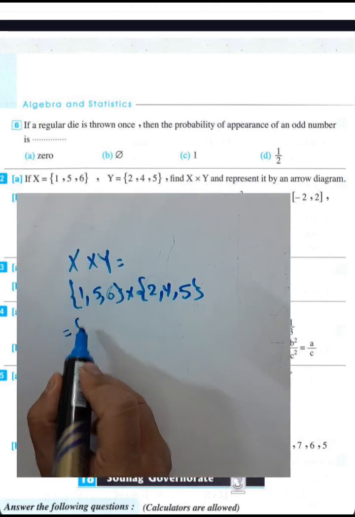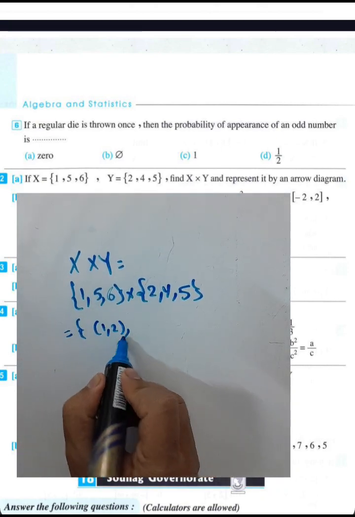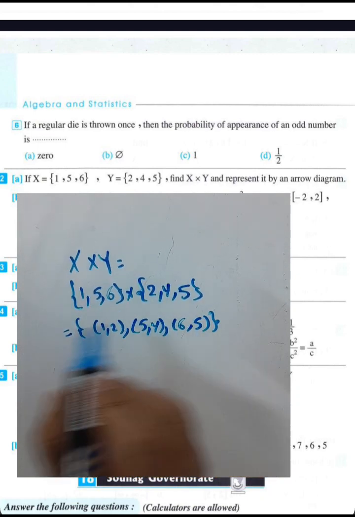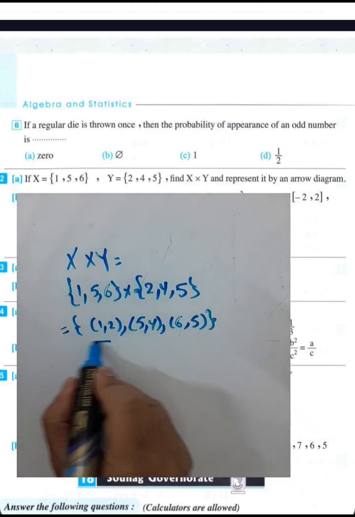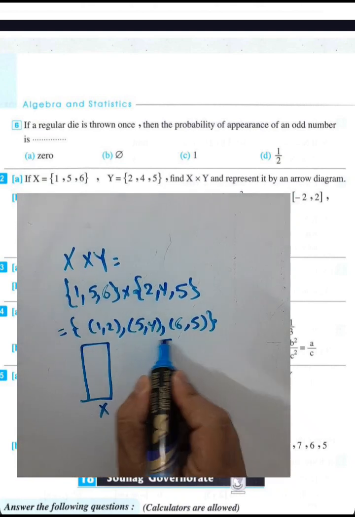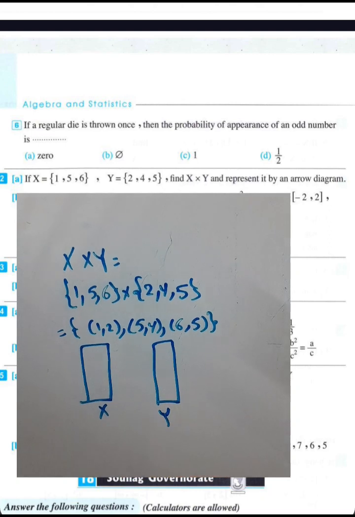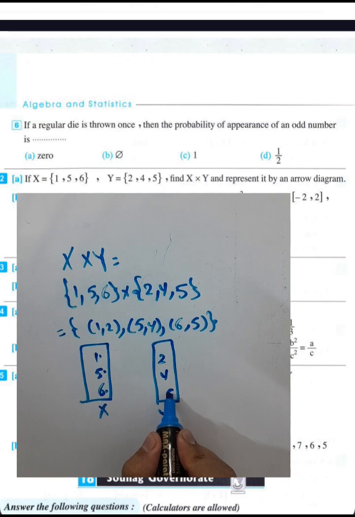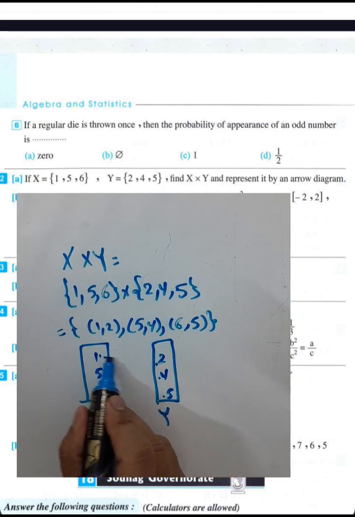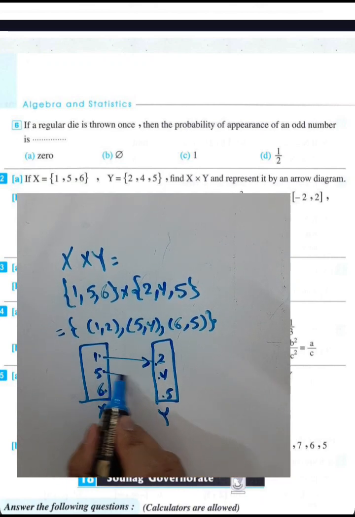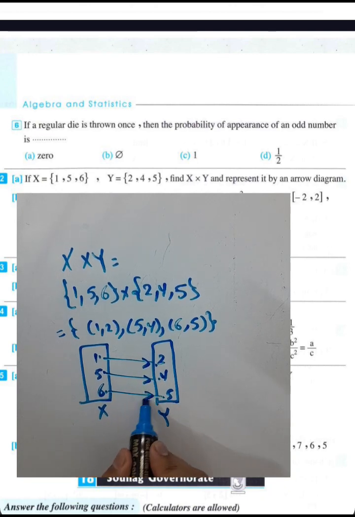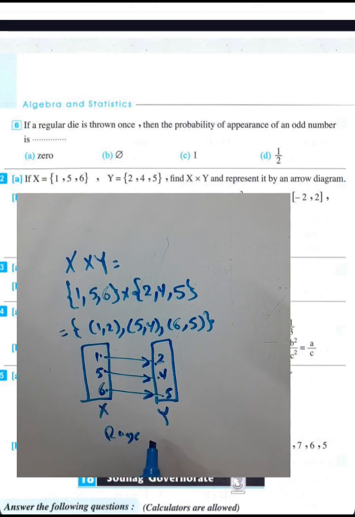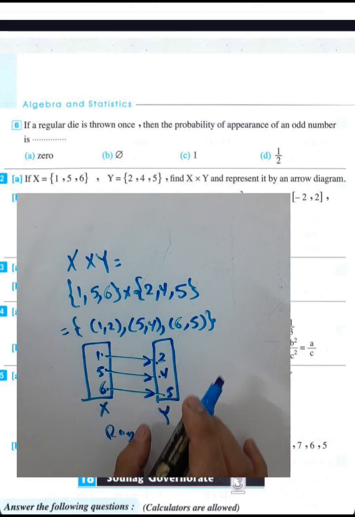You can write first 1 with 2, and 5 with 4, and 6 with 5. And then draw the arrow diagram between the two sets. We have x and y, x is 1, 5 and 6, and y is 2, 4, 5. You can draw from 1 to 5, 5 with 4, 6 with 5, the image, and then you can write the range, because we have here the function range 2, 4, 5.